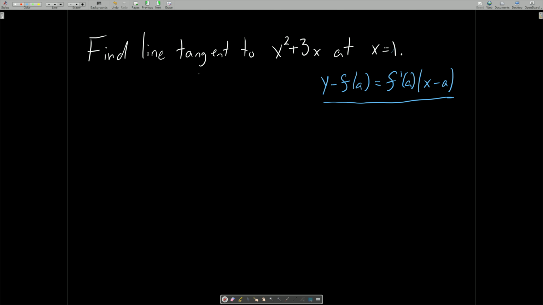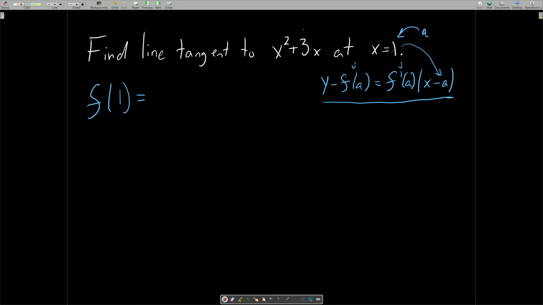So find the line tangent to x squared plus 3x at x equals 1. It gives us our x value here, and that is what we'll use for our a, so that 1 will go right here. Now we just need to find f of a and f prime of a. Let's find f of a first. And since our a is 1, that's f of 1.